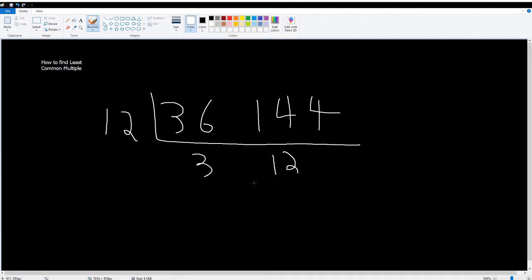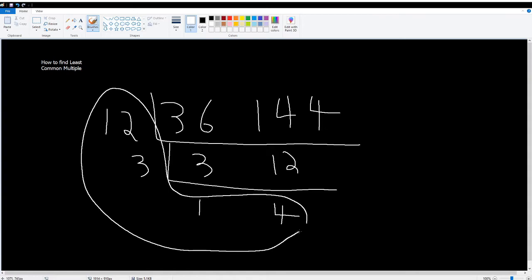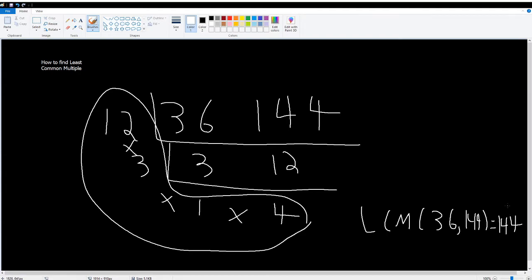If we look at 3 and 12, what number goes into both 3 and 12? Well, 3, right? So put a 3 on the right below 12. 3 goes into 3 1 time. 3 goes into 12 4 times. And then we see that there are no other factors that go into both 1 and 4 besides 1. So we circle these numbers and multiply them. There's a 1, so that's redundant. So we just do 3 times 4, which is 12. 12 times 12 is 144. So that means the LCM, the least common multiple, between 36 and 144 is 144. What does that mean? That just means 36 is a factor of 144, and more importantly, 144 is a multiple of 36. The least common multiple is just 144.